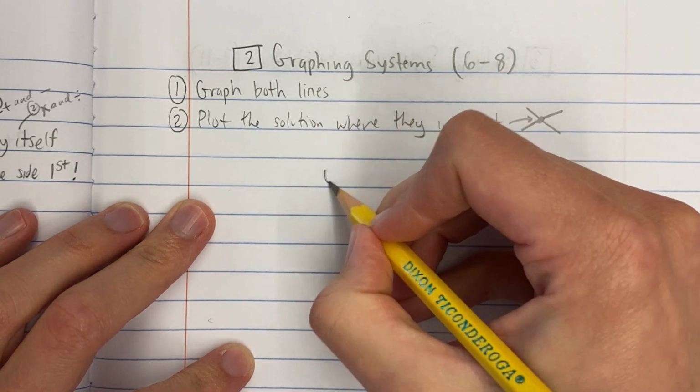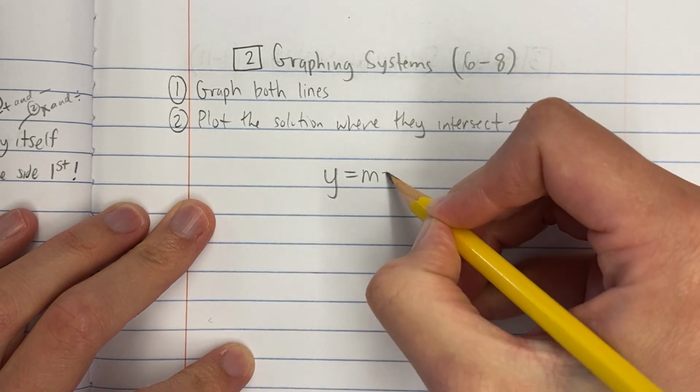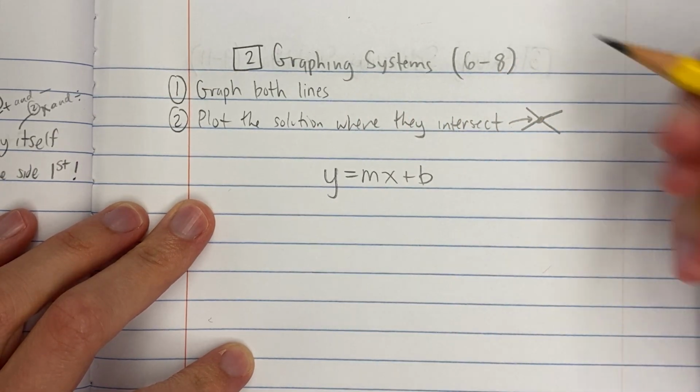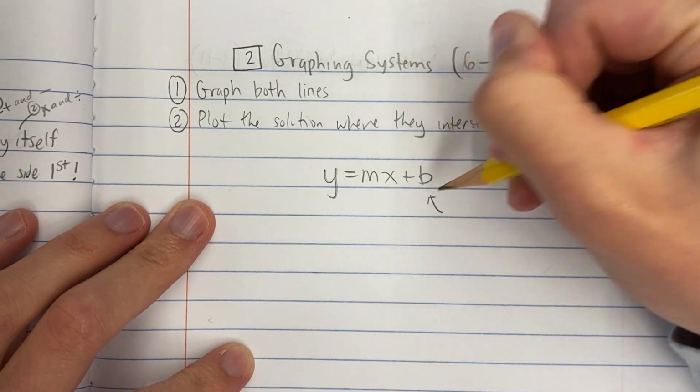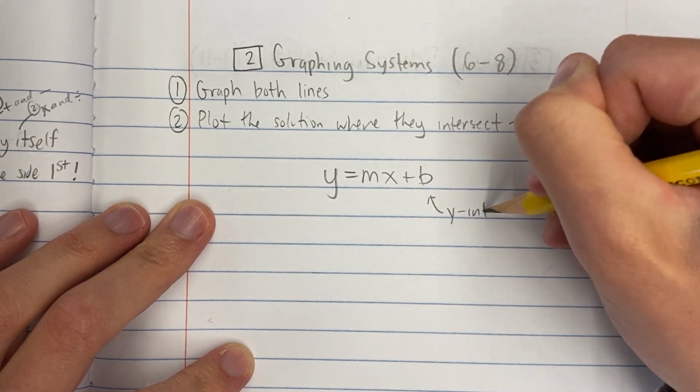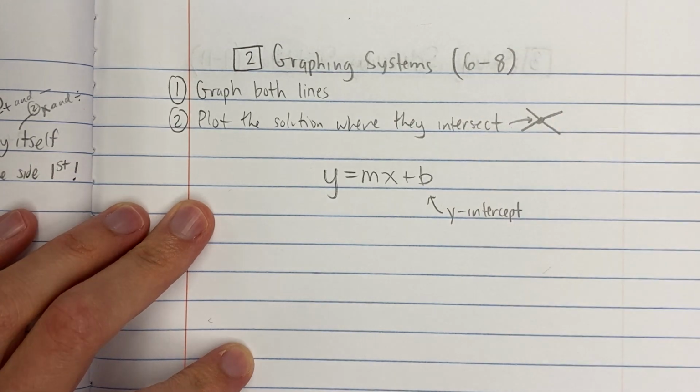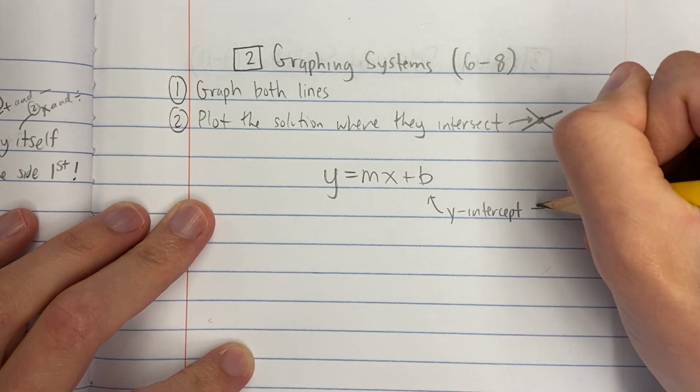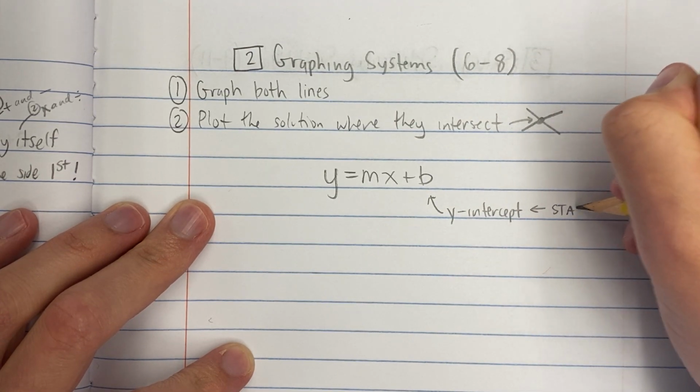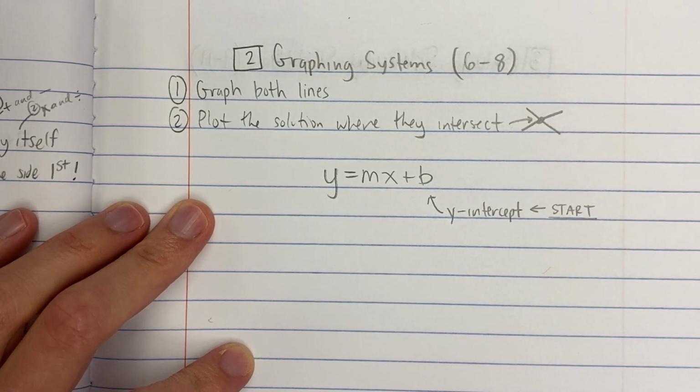Okay, so now let's talk about graphing lines. Just a couple quick reminders. Hopefully you don't need this, but if you do, it's fine. Here it is. Remember, the number over here is always the y-intercept. Okay, this is the y-intercept. So when I go to graph a line, I start here. This is going to be your starting point, even though it's the second number.